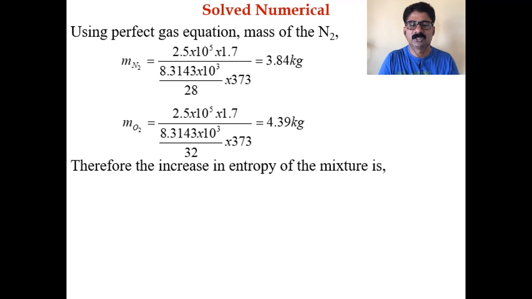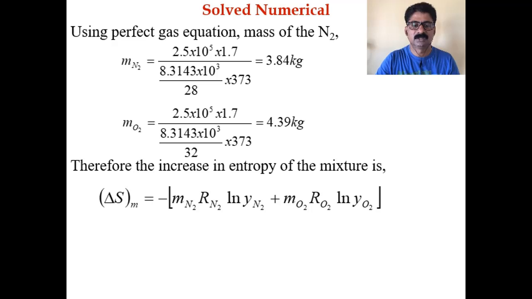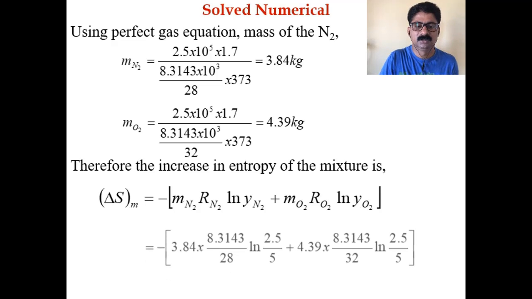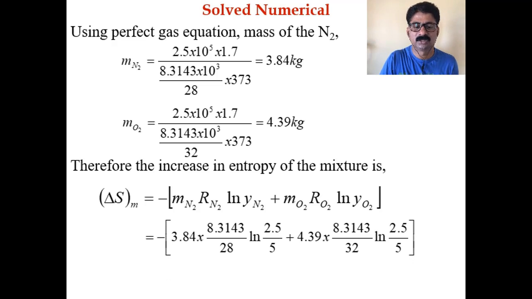Therefore, this is the formula for the increase in entropy of the mixture: mass of nitrogen into gas constant of nitrogen into ln of Vm by Vn2. Similarly, for oxygen it is mO2 RO2 ln of Vm by VO2, so you have to add. So after proper substitution, you will get it as 1.575 kilojoules per Kelvin.